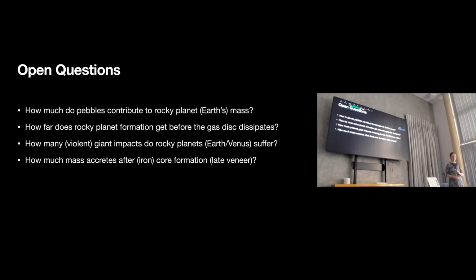And I think that's very much an open question that's being debated a lot in the literature: how much does pebble accretion contribute to the formation of gas giant cores, and how much does it therefore also contribute to the formation of terrestrial planets?